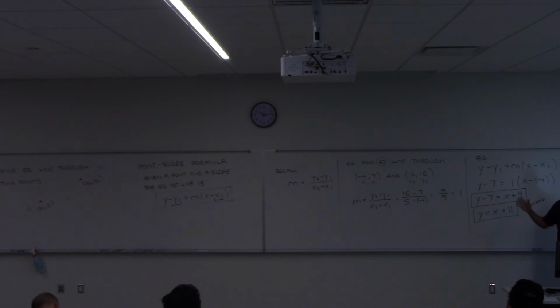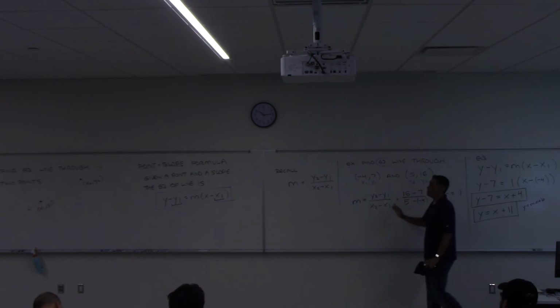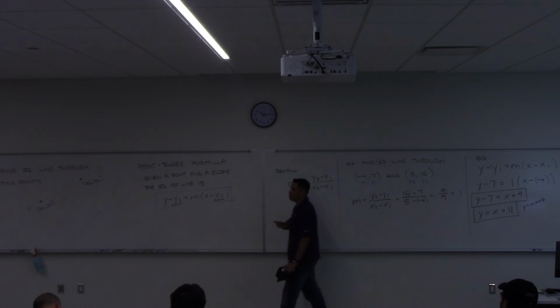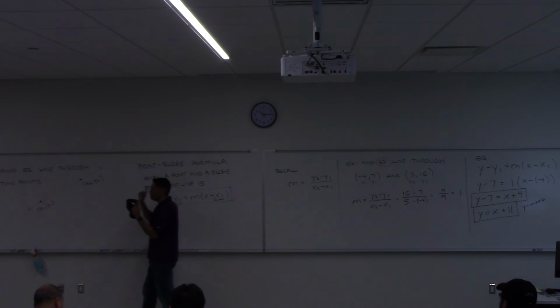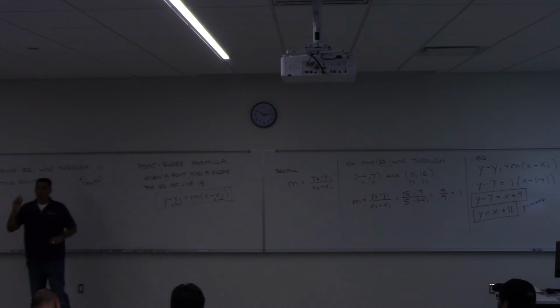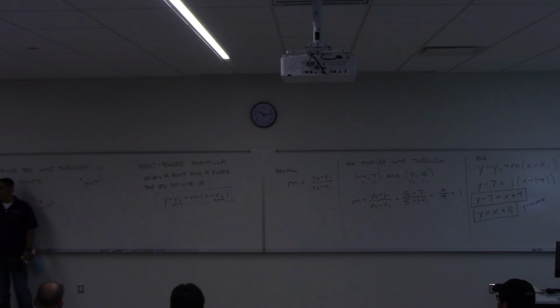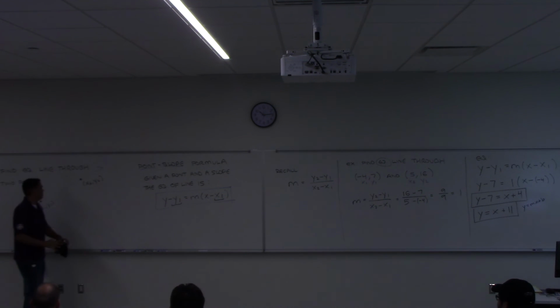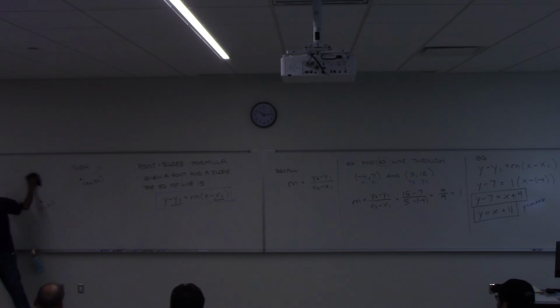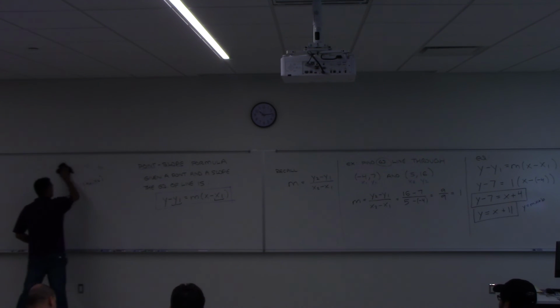All right, got it? Everyone needs to be absolutely 100% clear on this because we're going to do this a lot. We're going to have 2 points, or a point and a slope, and you're going to be finding equations of lines. It's going to happen a lot. So now let's talk about the calculus.